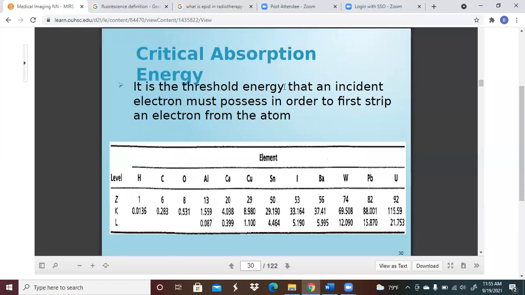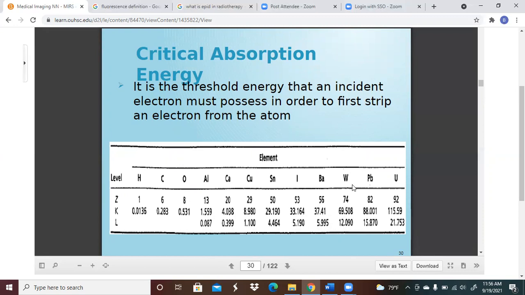It is the threshold energy that an incident electron must possess in order to first strip an electron from the atom. In other words, this is sort of an ante, if you think of it in poker terms. You've got to have at least that much for this to happen, or it ain't going to happen at all. There's no bargaining on this. So you've got to have a certain amount of energy there in order to produce this reaction.